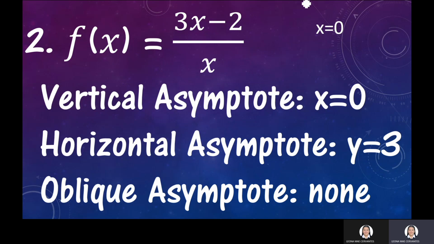Horizontal asymptote, highest exponent ng numerator, 1. Highest exponent ng denominator, also 1. So, 1 is equal to 1. Therefore, n is equal to m.